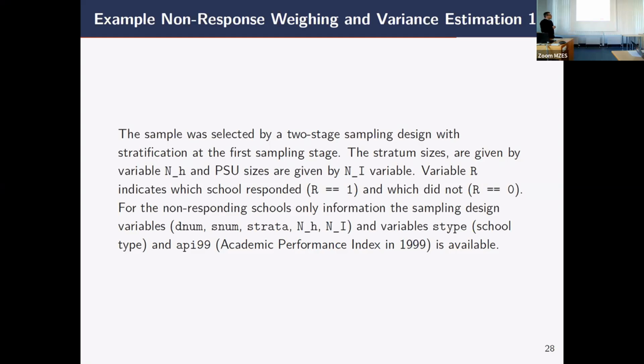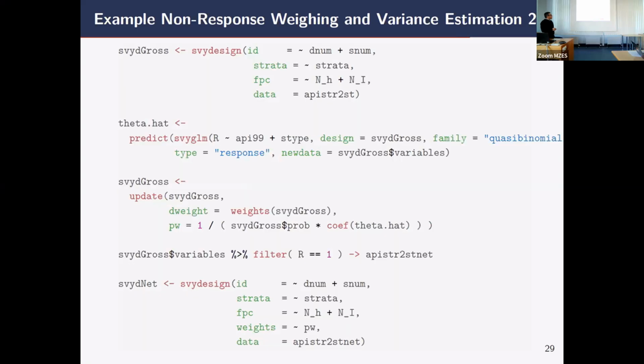And then schools respond or they don't respond. For the non-respondents, only a limited set of information is available that I can use for response propensity estimation, which is school type and this academic performance index from the year 1999. So, okay. Now, I'm doing that one time without the replication.